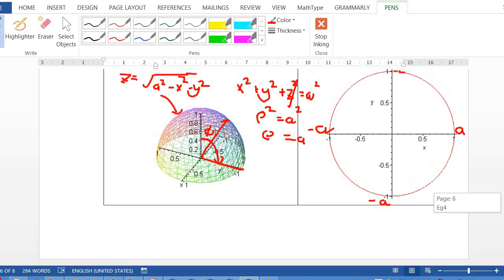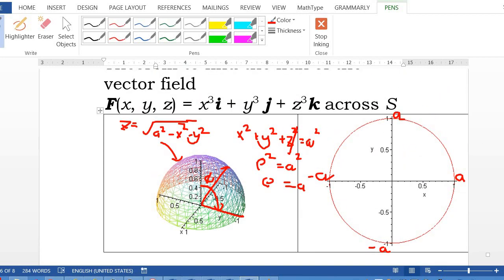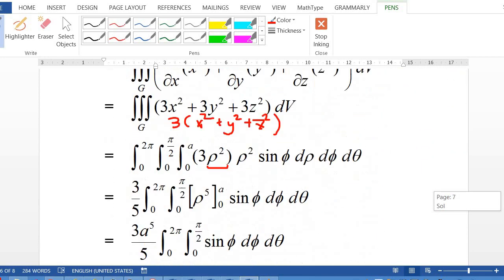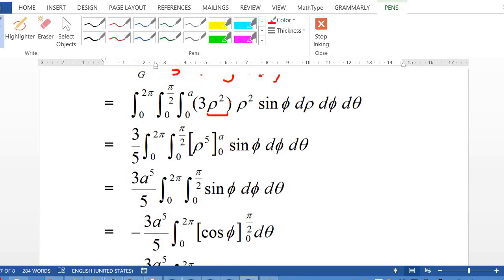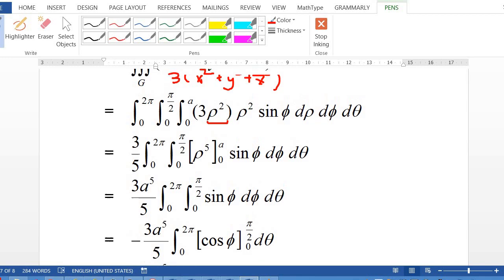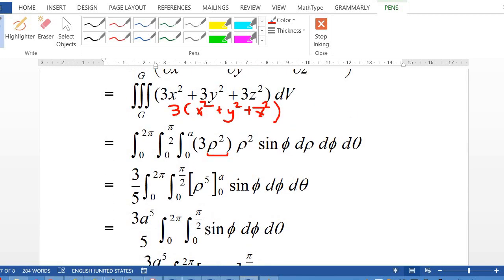Theta, because the projection is a full circle, which is x squared plus y squared equals a squared, you rotate one full cycle, which is 0 to 2 pi. So that's why you have here 3 times x squared plus y squared plus z squared, which is rho squared. dV is rho squared sin phi d rho d phi d theta.